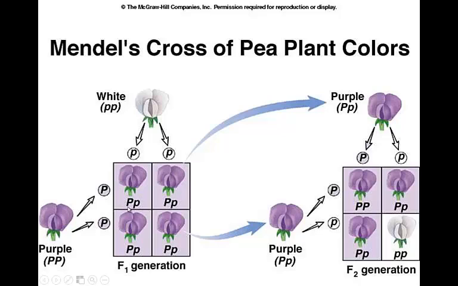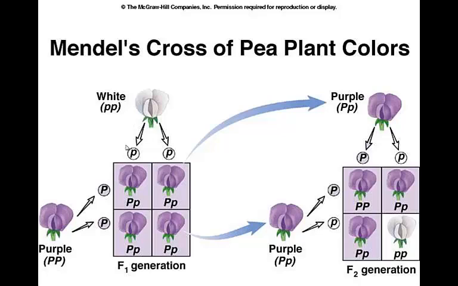So filling in these charts, you'll have a capital P with a lowercase p, capital P with a lowercase p, and so on. And what you'll see is in every single case here, you're going to have a capital P and a lowercase p in this F1 generation. Now in this case, this purple happens to be something known as dominant, and we'll talk a little bit more about that in a minute. But a dominant is going to hide or obscure the expression of something that is going to be recessive.